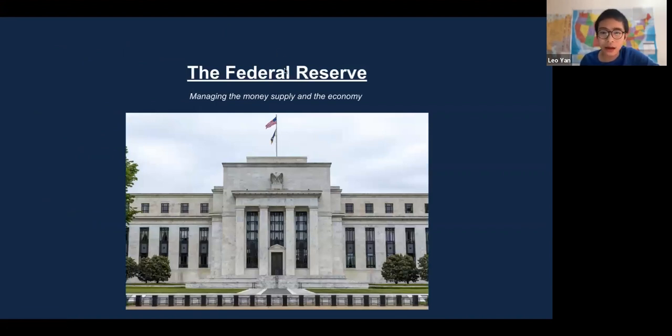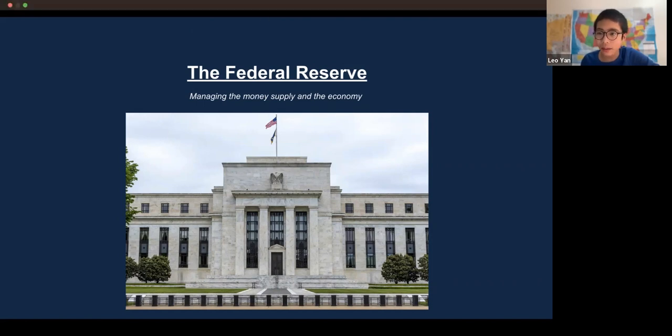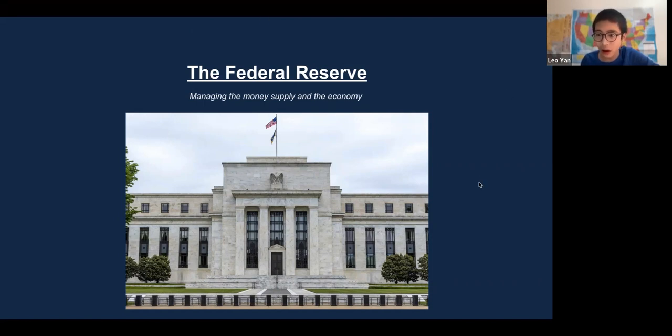And you might be asking, who exactly is behind all these policies? Who's going to implement these policies? Well, the answer is the Federal Reserve, known as the Fed. So the Federal Reserve is an institution that basically monitors all facets of the American economy and American companies doing business. It's basically the regulator of all this.